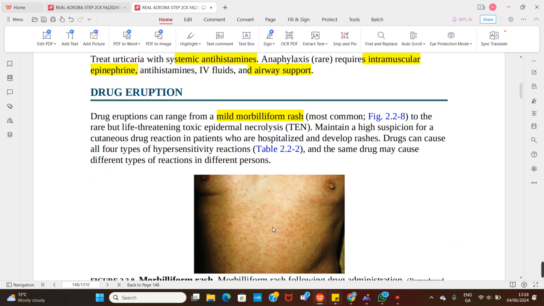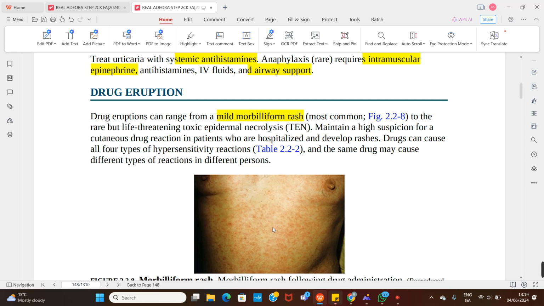So moving on to drug eruption. Drug eruption is just dermatological manifestations that happen when you administer a drug to a particular patient, right? And these dermatological manifestations range within a spectrum.